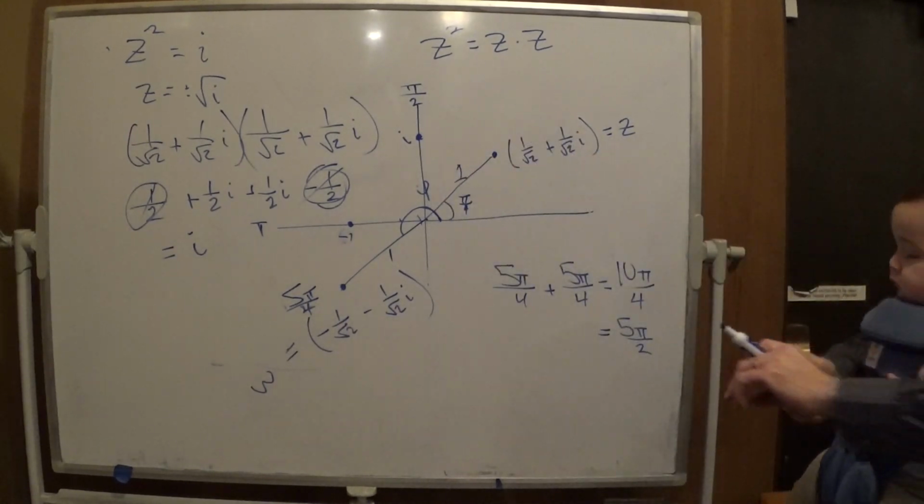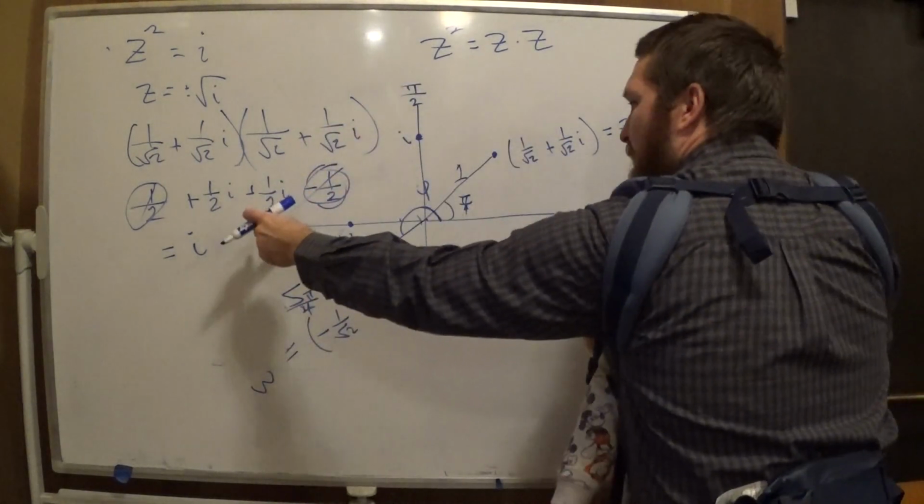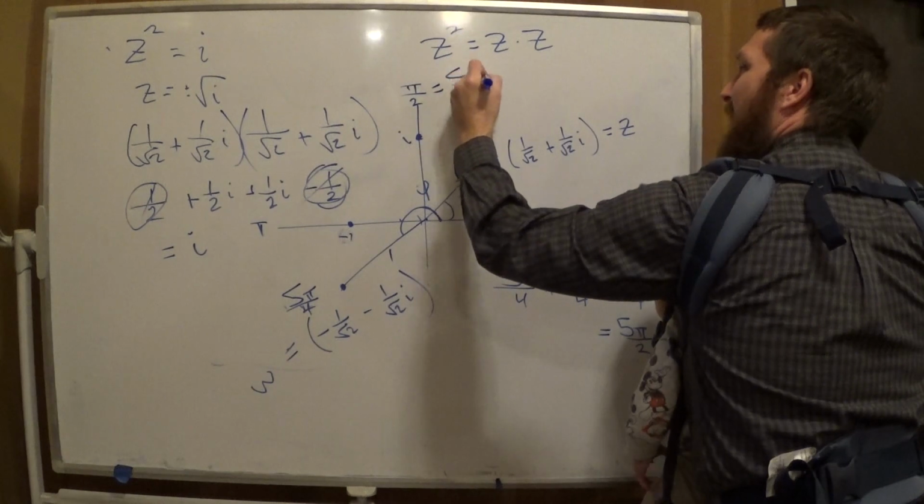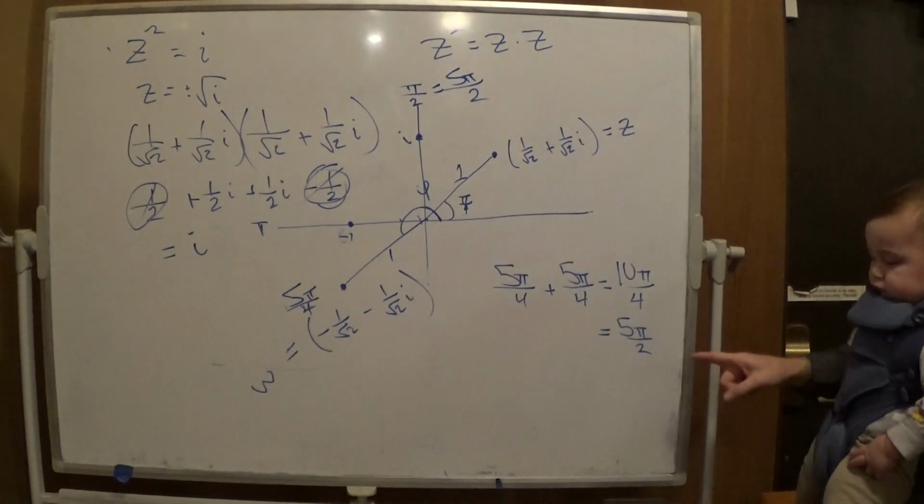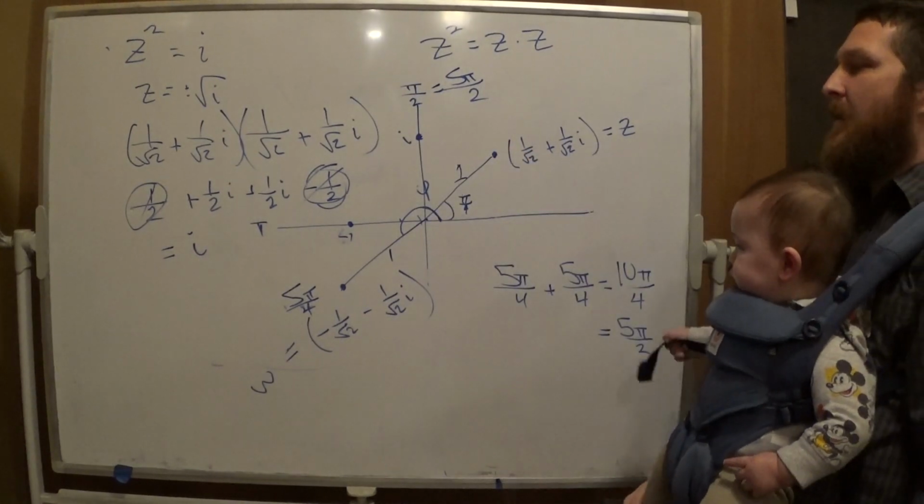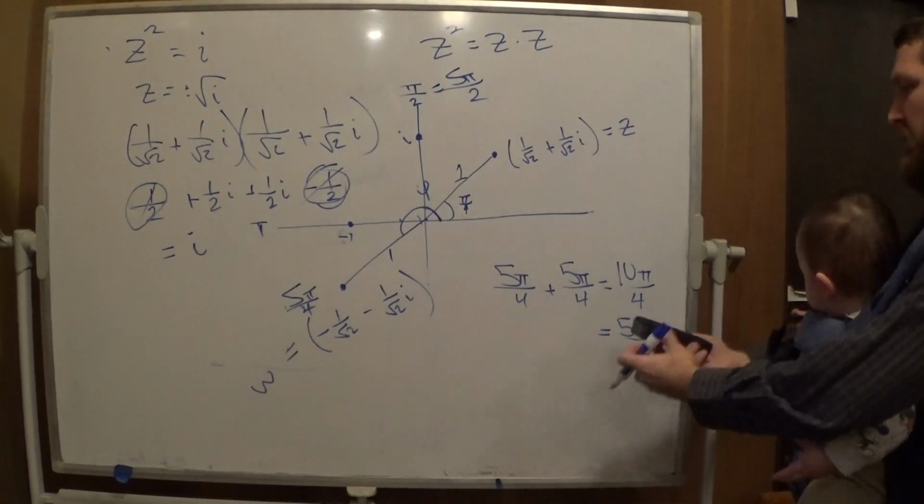Ha ha! Look at that, right? Because you have 1 pi over 2, 2 pi over 2, 3 pi over 2, 4 pi over 2, 5 pi over 2, and we go a distance of 1, we should end up at i. And let's check it. Let's see what happens.